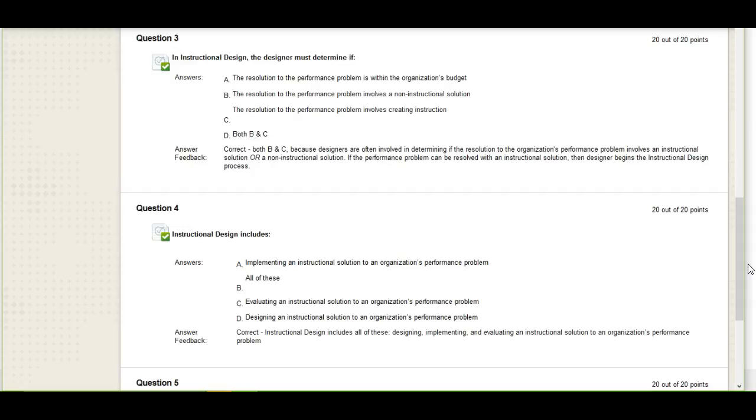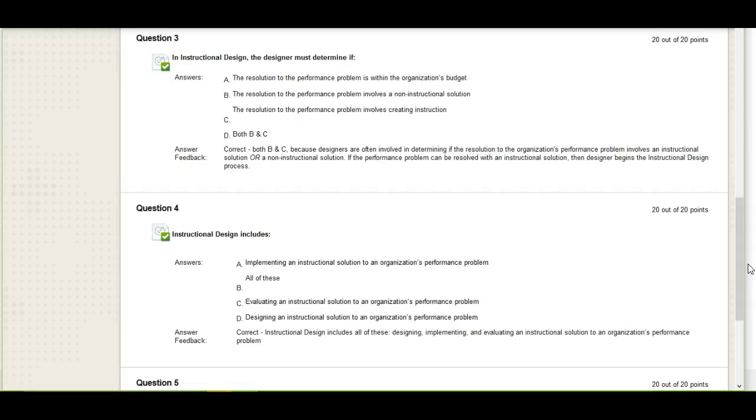Question 4. Instructional design includes A. Implementing an instructional solution to an organization's performance problem. B. All of these. C. Evaluating an instructional solution to an organization's performance problem. Or D. Designing an instructional solution to an organization's performance problem.